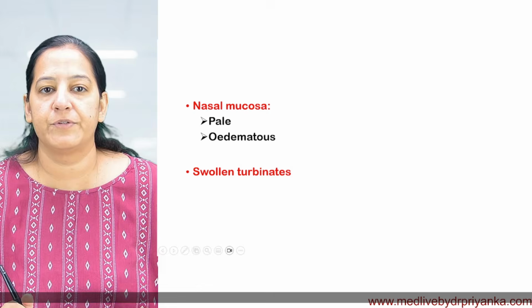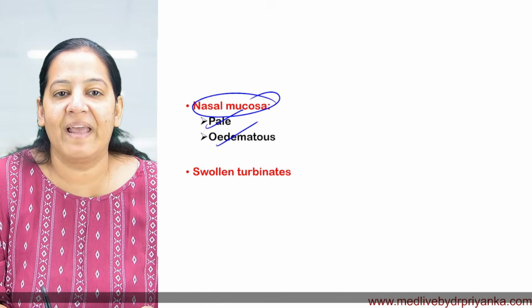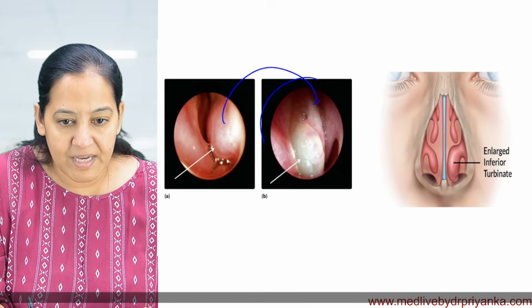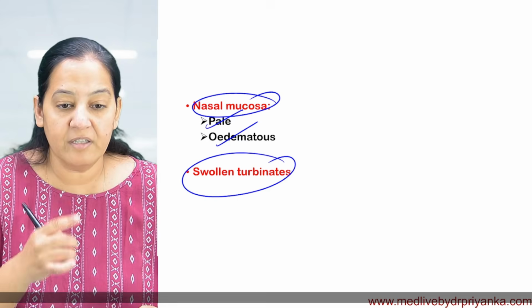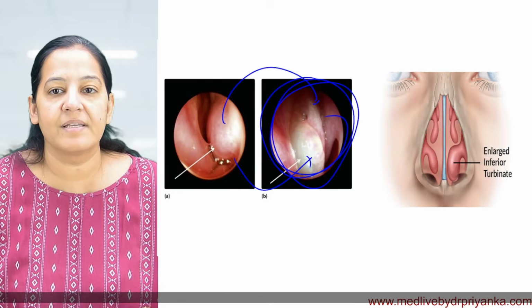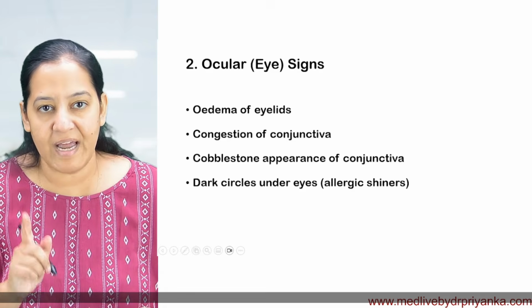That's known as allergic salute. Okay, nasal mucosa. If you see the nose from inside with a torch, the nasal mucosa is pale and edematous. If you see the turbinates inside on the lateral wall in the nasal cavity proper, the turbinates are hypertrophic. The turbinates are swollen or hypertrophic. So that's the nasal sign.